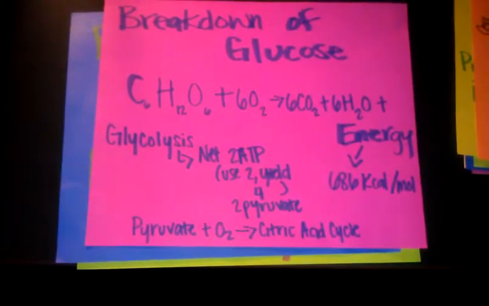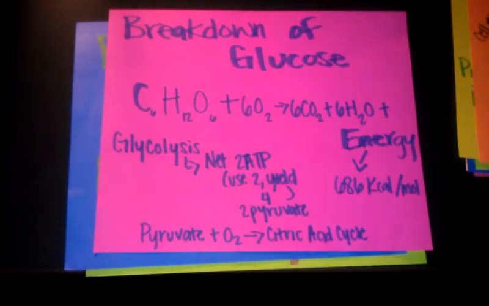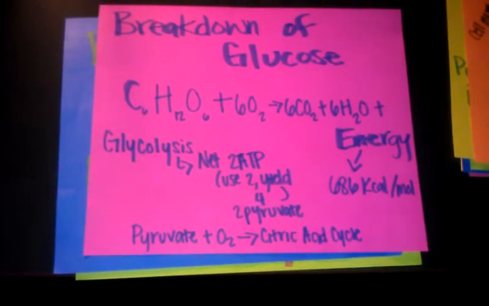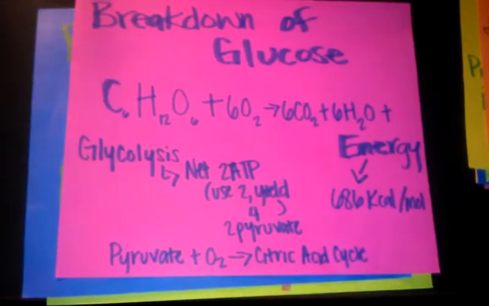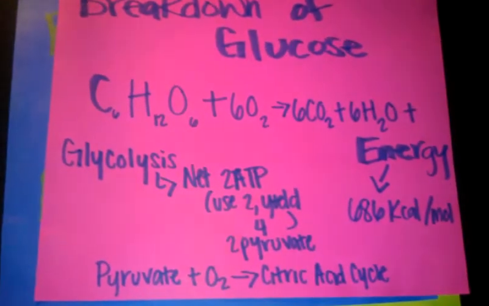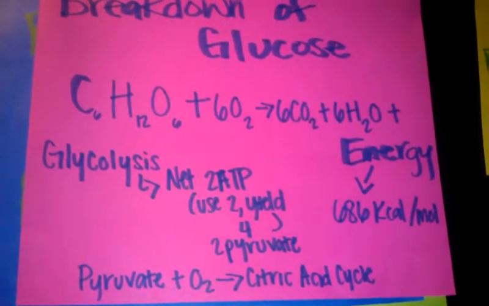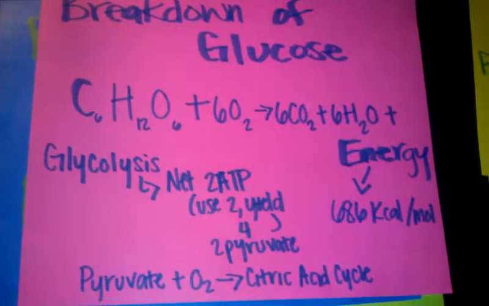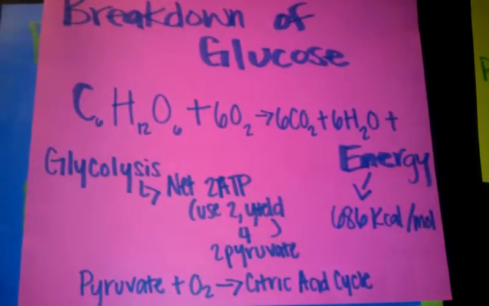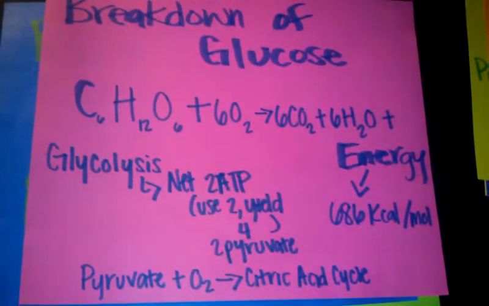The breakdown of glucose is C6H12O6 plus 6O2 equals 6CO2 plus 6H2O plus energy.